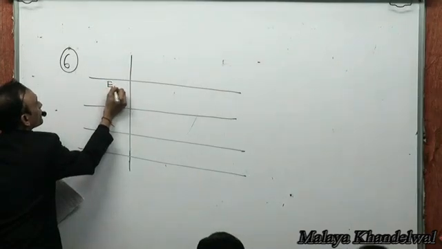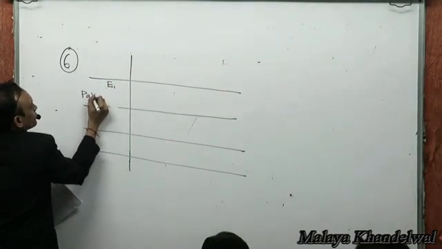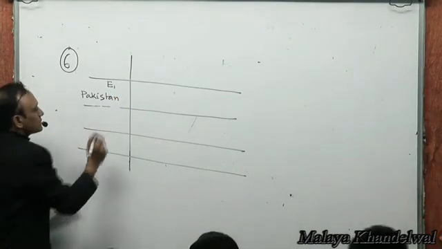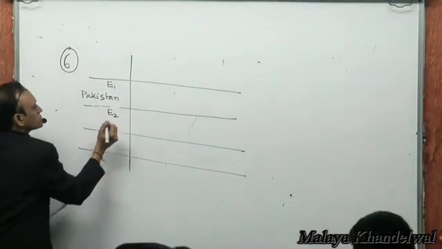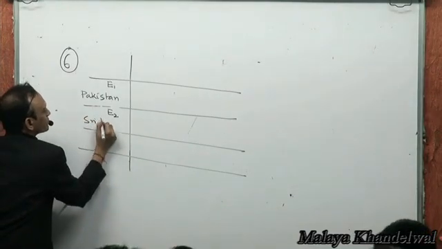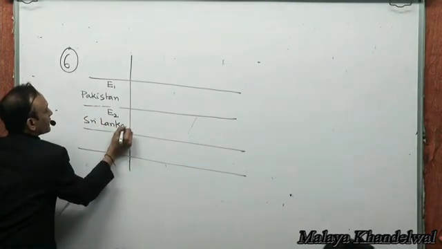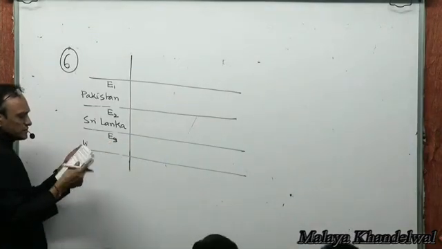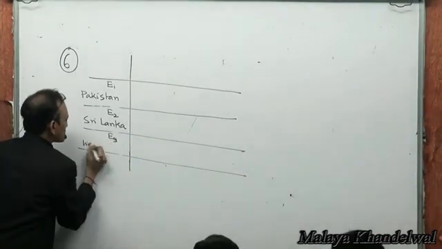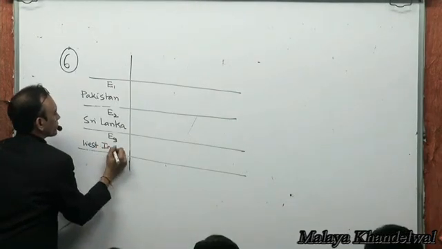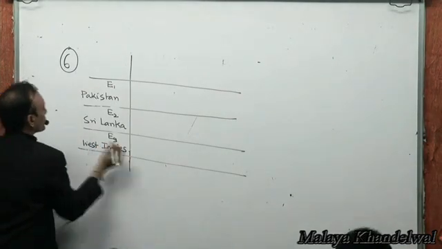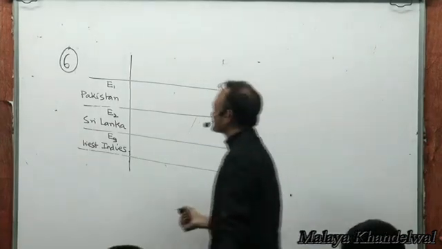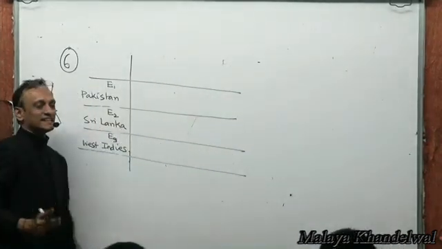E1 is the event about playing Pakistan. E2 is the event about playing Sri Lanka. And E3 is the event about playing West Indies, isn't it? West Indies. No point playing Australia. Okay.